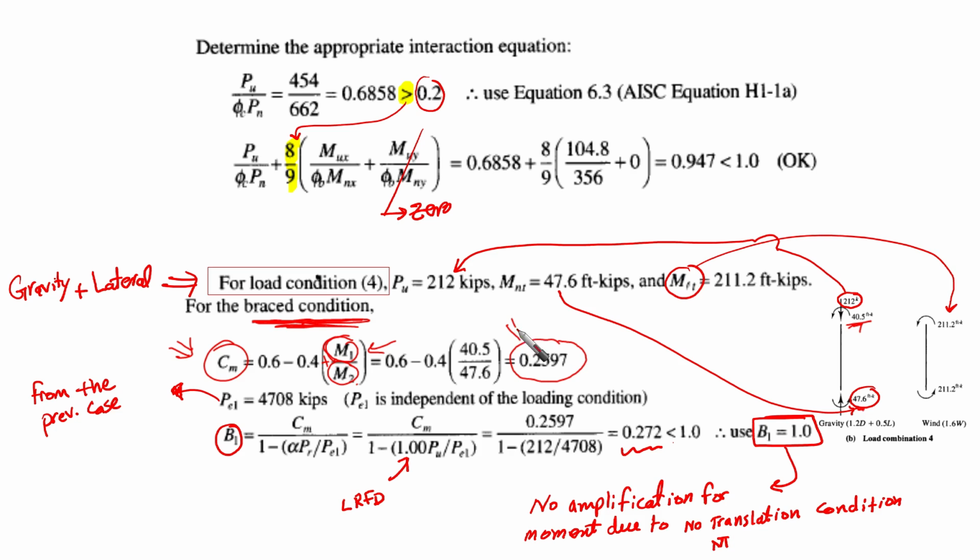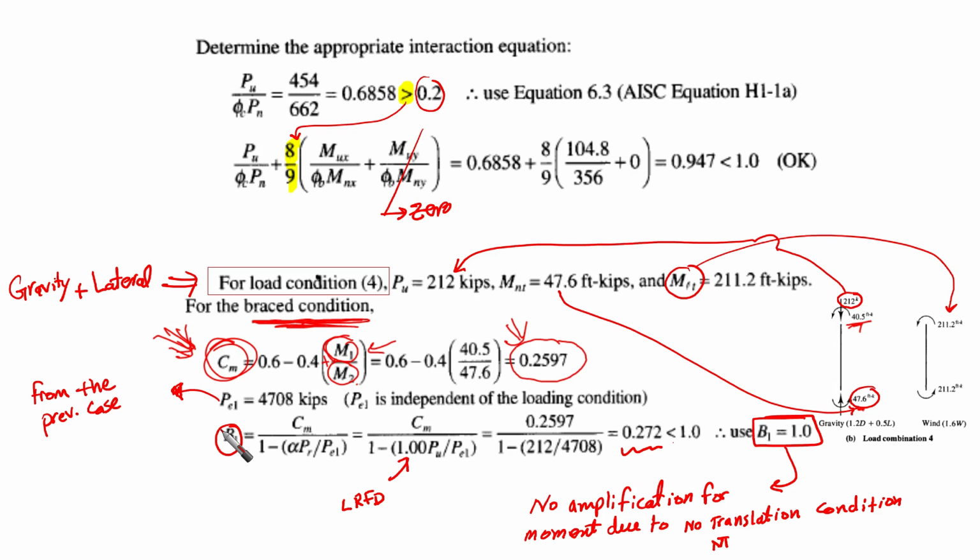What is the significance of this Cm value? It means that B1, the amplification factor for the no translation case, which is the dead load and live load, would be reduced by 75%. Can you imagine this? This is the contribution of Cm.